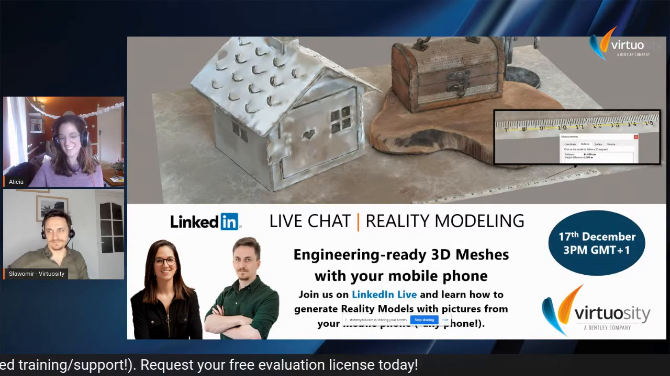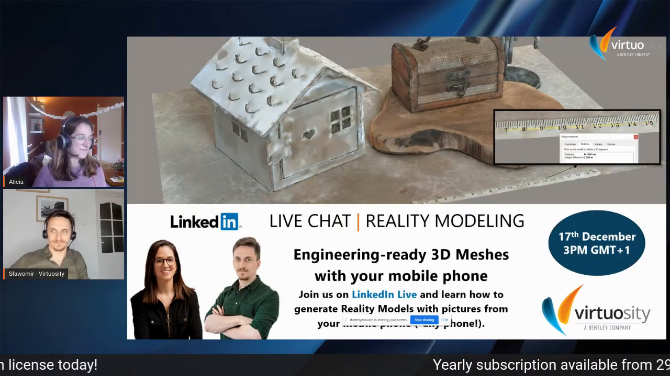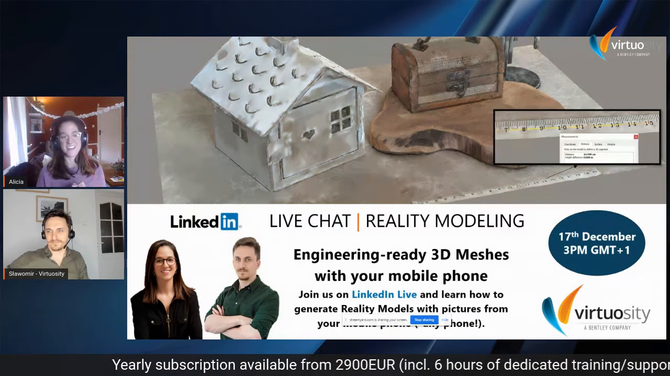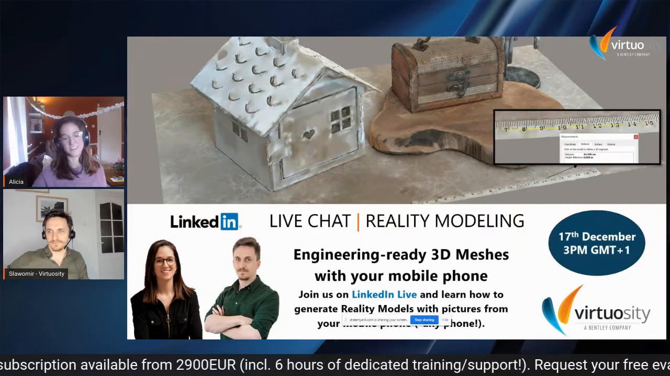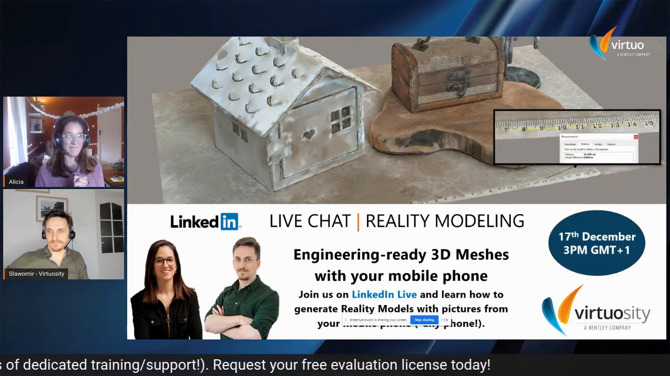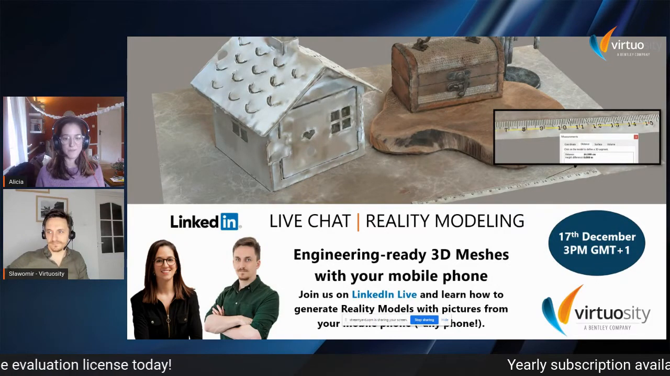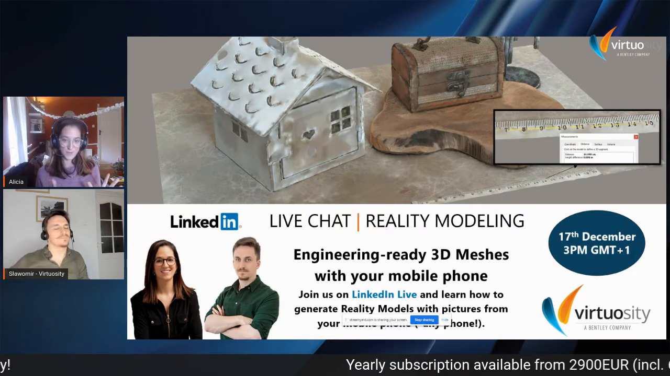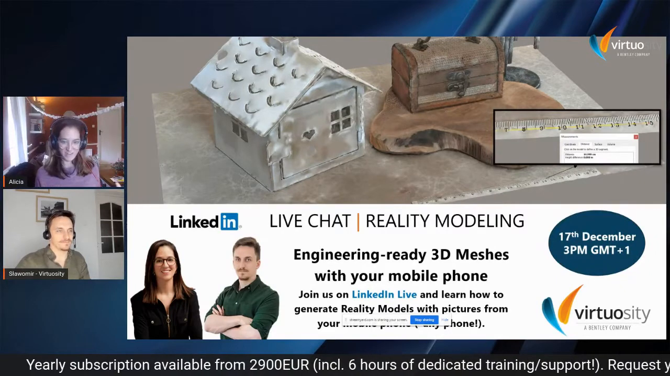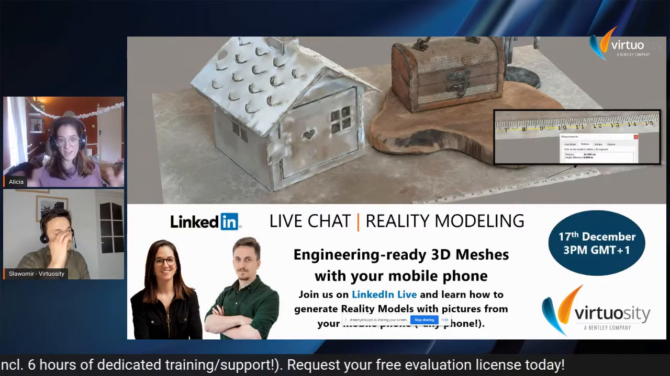Welcome to today's LinkedIn Live, engineering-ready 3D meshes with your mobile phone. If you follow me on LinkedIn, you've seen a few posts where I mentioned the iPhone 12 Pro. There are a lot of posts, pictures and 3D models going around, a lot of information coming from the iPhone 12 Pro, because it comes with an amazing camera and lidar sensor, which allows you to generate a very accurate representation of any physical asset, which is amazing.